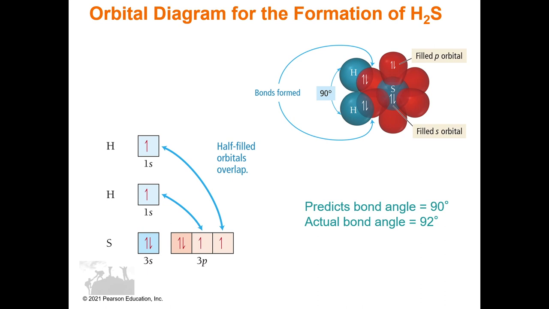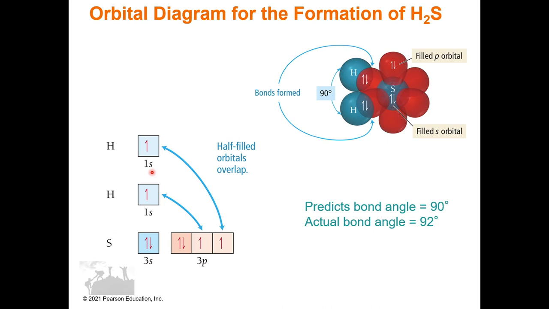Still looking at valence bond theory, let's try to form H2S. So here we have the orbital diagrams for hydrogen and sulfur. But with sulfur, we're only looking at the valence electrons. Okay, so for us to form a bond, we need to have half-filled orbitals and we need them to overlap. So with hydrogen, that works out.